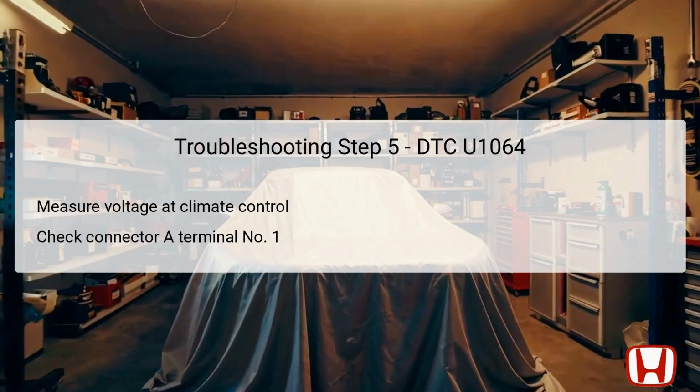If the measurement shows the presence of battery voltage, it would indicate that the climate control unit is receiving the necessary power to operate. However, if there is no battery voltage recorded, it suggests an issue in the power supply, necessitating further investigation into the wiring and connections leading to this unit.